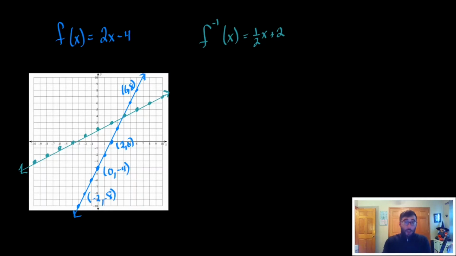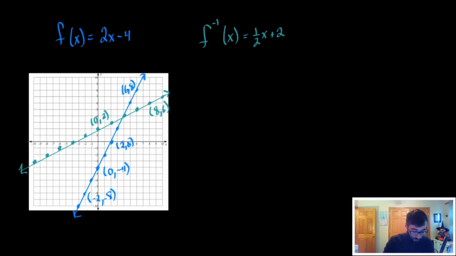Now, the interesting thing here with inverse functions and their graphs is that there's a direct relationship between the points of a function and its inverse. What I'll point out to you is, for example, on our function f of x, we have the point (2, 0) here. Well, on the inverse, we see the point (0, 2). On our original function, we have the point (6, 8), and on the inverse, we have the point (8, 6).